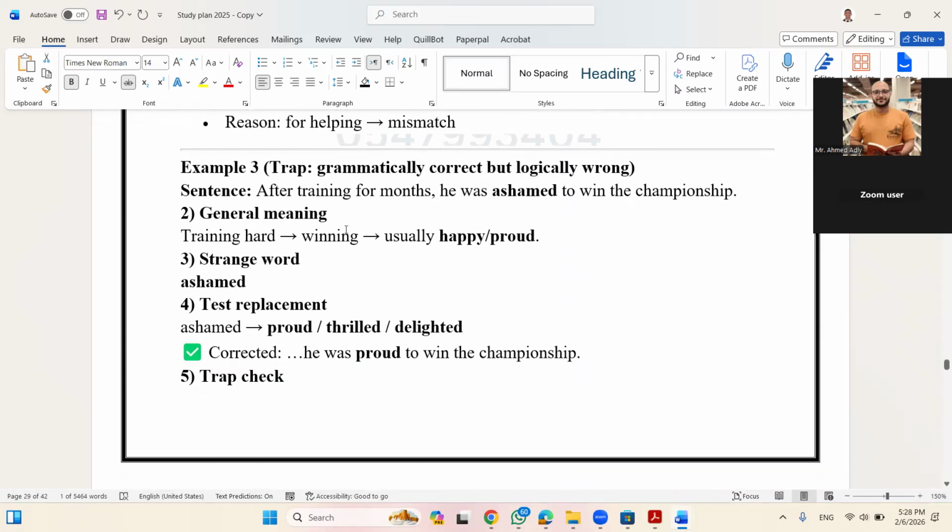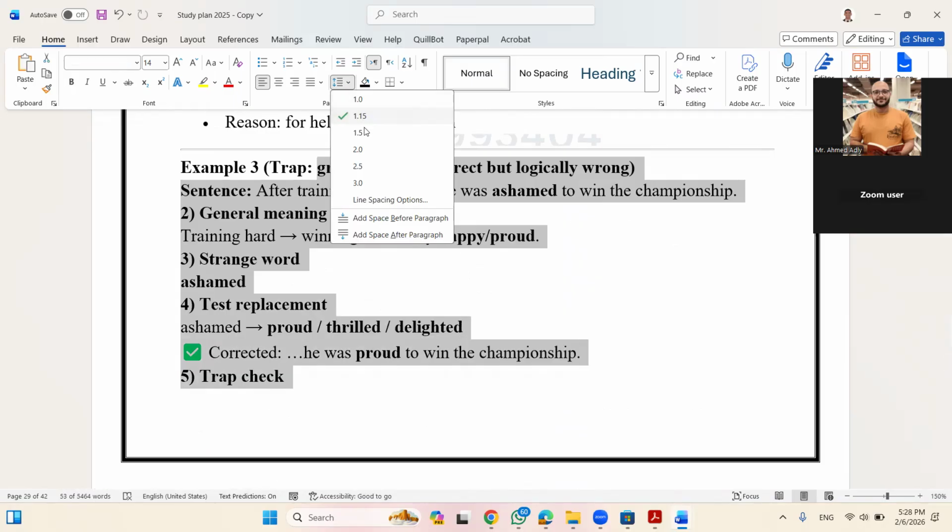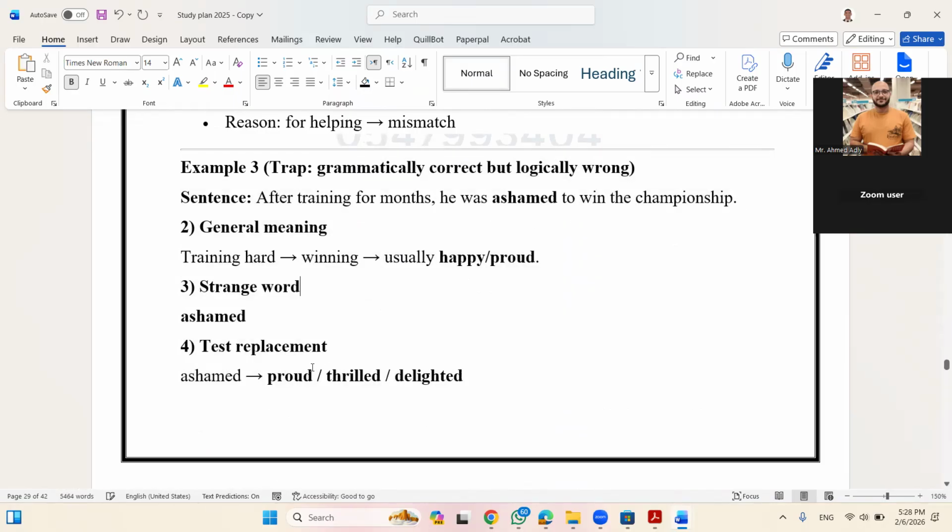Example number three. After training for months, he was ashamed to win the championship. What is it about? About him being ashamed to win the championship? No, no, that's not the main idea. The main idea is about somebody who trained hard and won the championship. All right. The strange word here is ashamed.